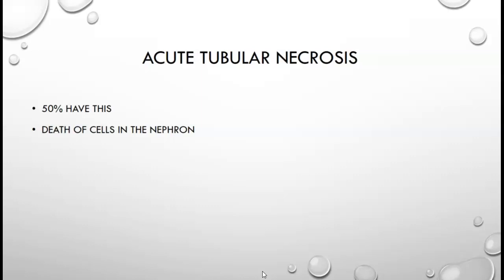Part of the intrinsic renal problem is that they get acute tubular necrosis. Basically 50% of people with intrinsic renal disease have this, and it's just the death of the nephrons. So, like I said, with acute problems, whether it's pre, post, or intrinsic, if it's gone on long enough, then you're going to get death of the kidney. That's why it's important to take care of some of these problems early.